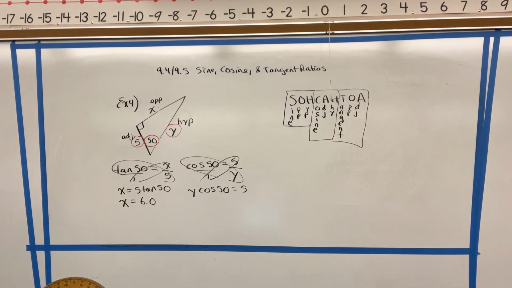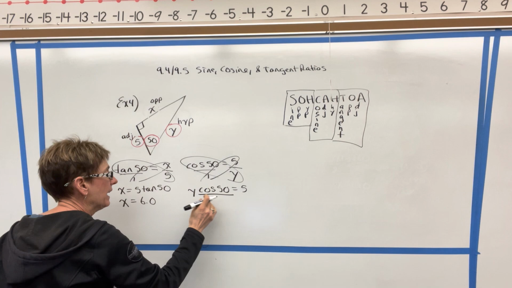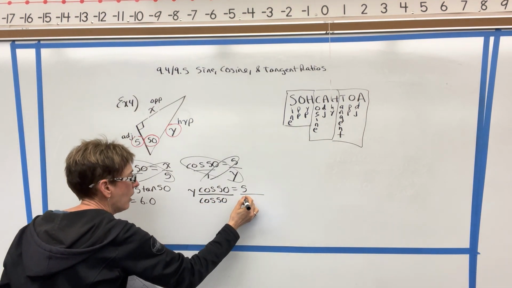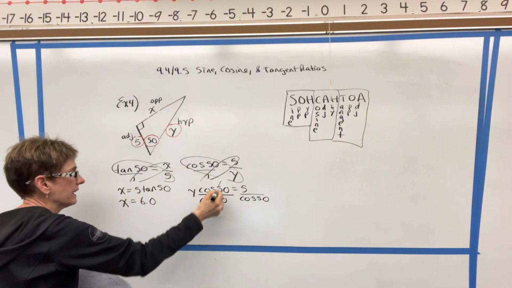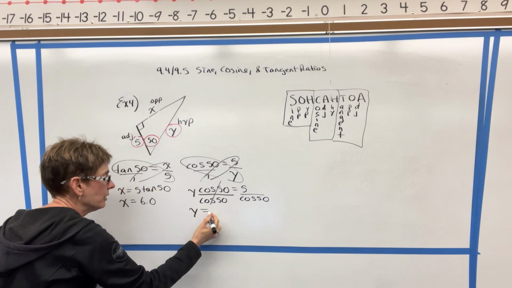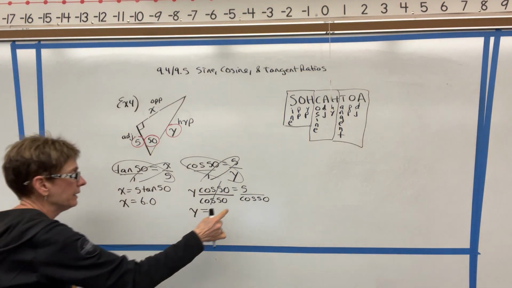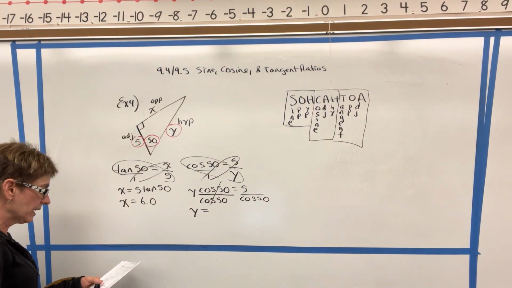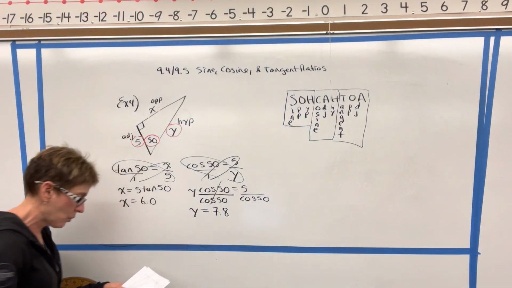So this looks visually a little bit different than the last few that we've done, but we're going to handle this the same way. We have to divide on both sides now to get y on its own. So we're still cross multiplying, but we need to get rid of the cosine of 50. Keep in mind, cosine of 50 is just a number in your calculator. So in your calculator, you're going to type in 5 divided by, and then cosine 50. When you do, you're going to get that y is 7.8.